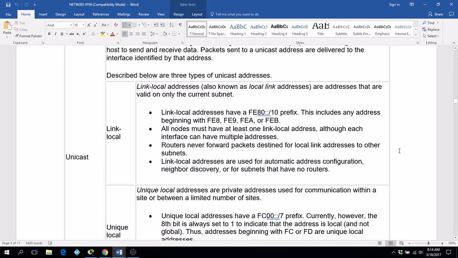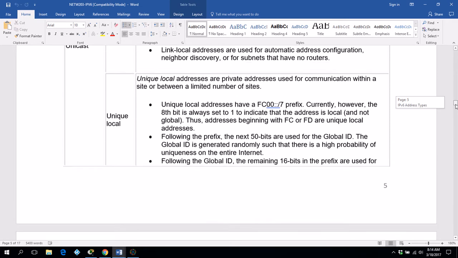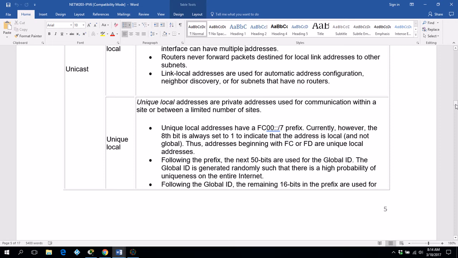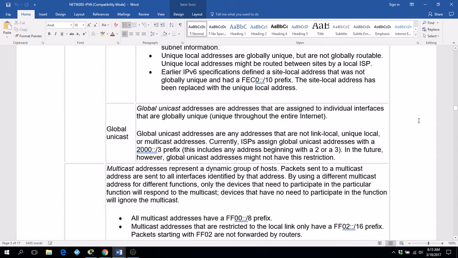Okay? Now, unique local is something similar to the private addresses in IPv4, which means you can subnet them and you can communicate outside your LAN, but you cannot access the internet with a unique local address. A unique local address always starts with FC or FD. Just remember that. The global IP address is the one that you use to access the internet. In our case, anytime it starts with 2 or 3, you know it's a global address, the address that you use to access the internet.